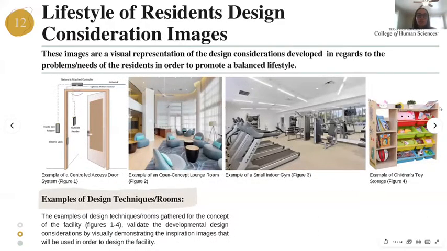These images provide a visual demonstration of the design considerations that will be implied throughout the design of the low-income housing facility. The first image illustrates the controlled access doors that will be implemented throughout the facility as well as within each individual housing unit. The open concept lounge area and fitness room will provide residents with the space to mingle with others. The children's toy storage will be implemented within each housing unit to aid in supporting a balanced environment for children.